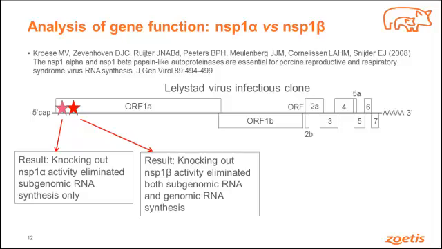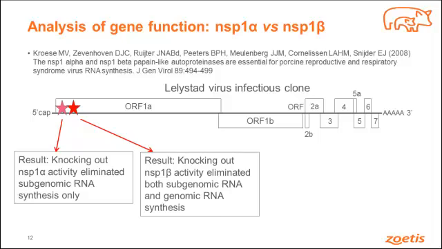This example is with the Lelystad virus infectious clone, the first PRRS infectious clone. Looking here at a portion of ORF1a, NSP1 alpha, NSP1 beta. These 2 genes are very similar to each other, probably a result of gene duplication in the past. They have very similar protease domains. And the question being asked is, do these 2 genes have different functions in the virus?